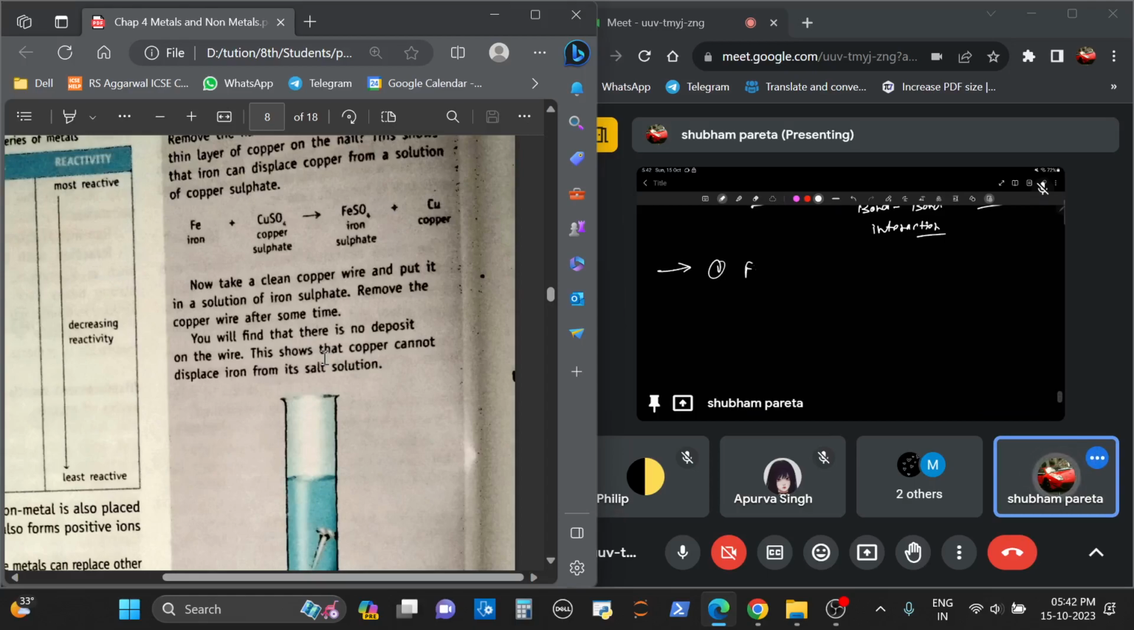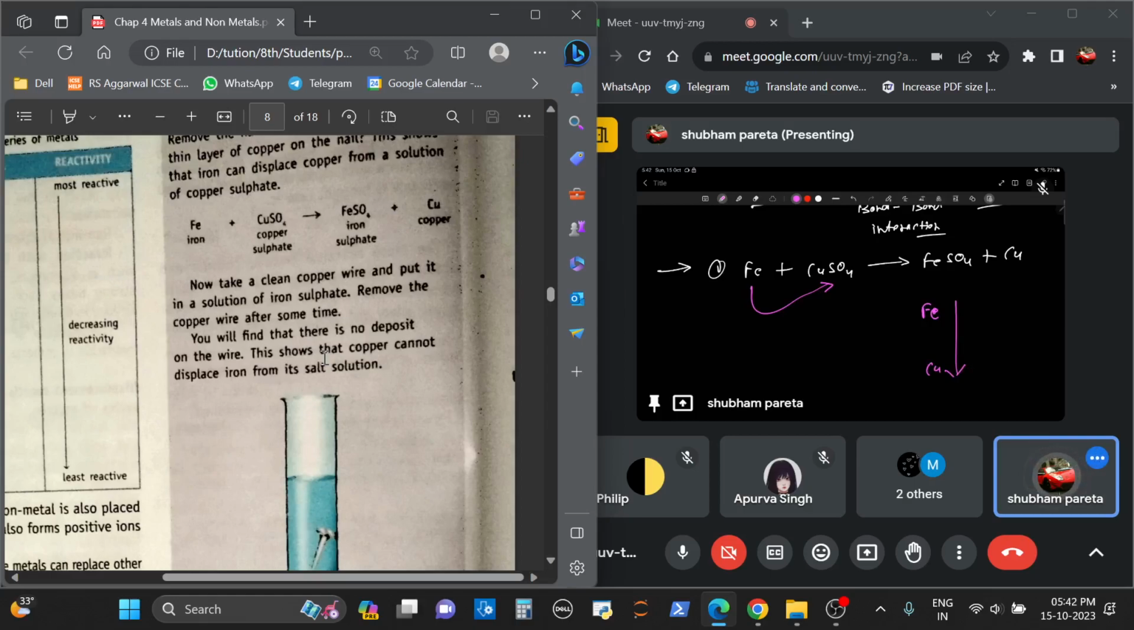I am adding iron into copper sulfate solution, so we can see we are having FeSO4 plus copper over here. So you can see iron will take the place of copper, and it will attach with SO4, and copper gets displaced from its position. So this is because of what? We can say iron is somewhere at the top and copper is somewhere at the bottom. Then only this reaction is possible.